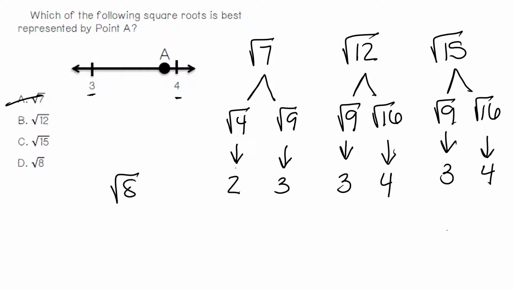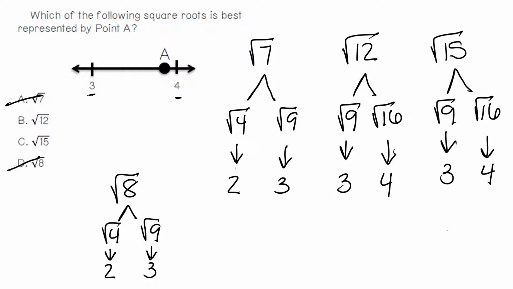And the last one, the square root of 8. 8 is between 4 and 9. Square root of 4 is 2. Square root of 9 is 3. That is not between 3 and 4 as per the number line. So D is not a correct answer.